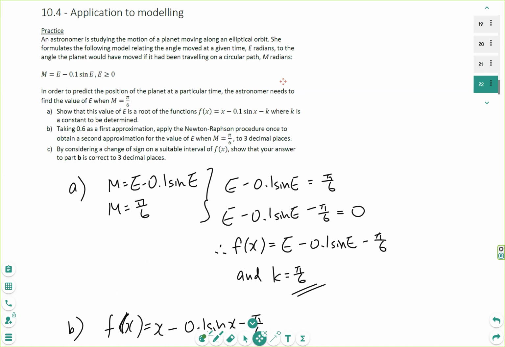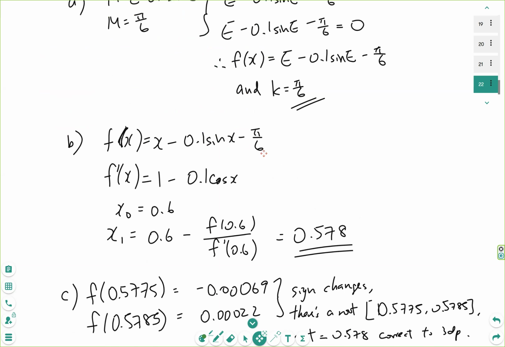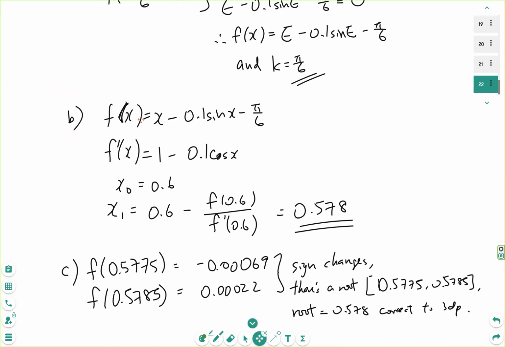But you can see how this kind of maths could be included in some difficult maths. Obviously, they're making the model very simple. Newton-Raphson, so f of x equals that one, and differentiate it, and then x0 equals 0.6.